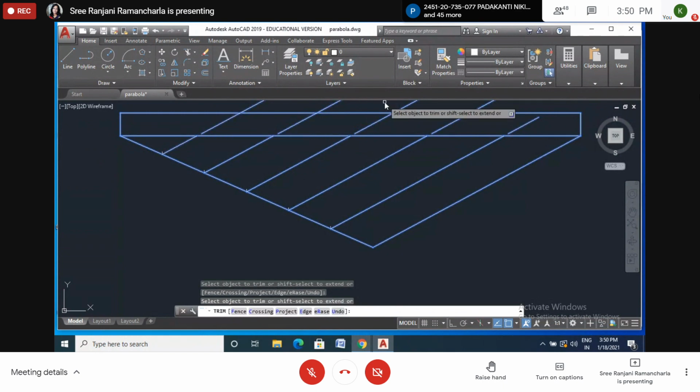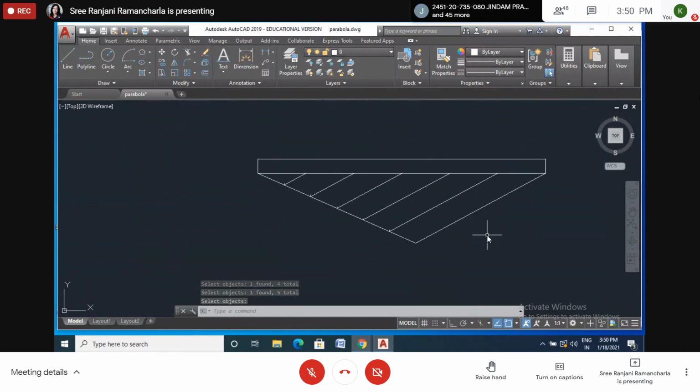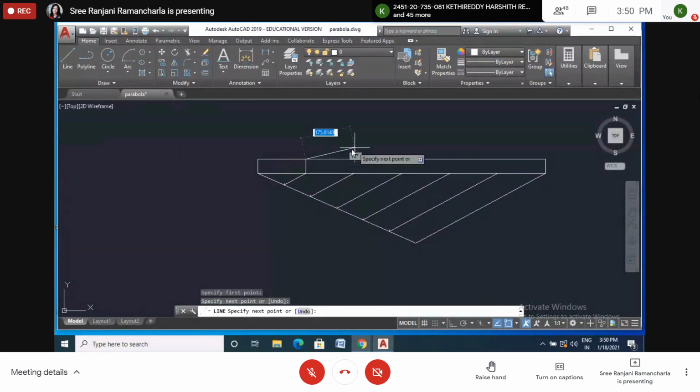Like this. Then I will erase these extra lines. Okay, done. Are you done like this, all of you? So here, from each division, draw a vertical line. From each division, draw a line, exactly vertical.